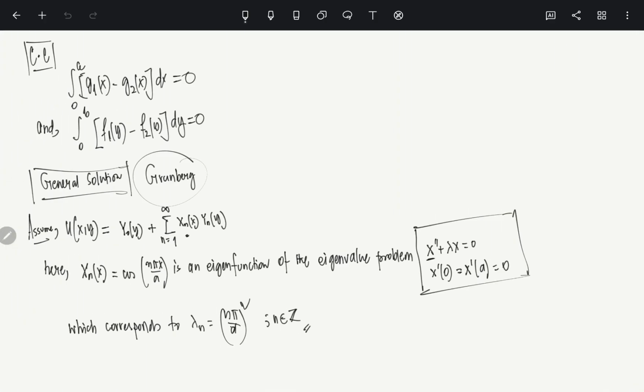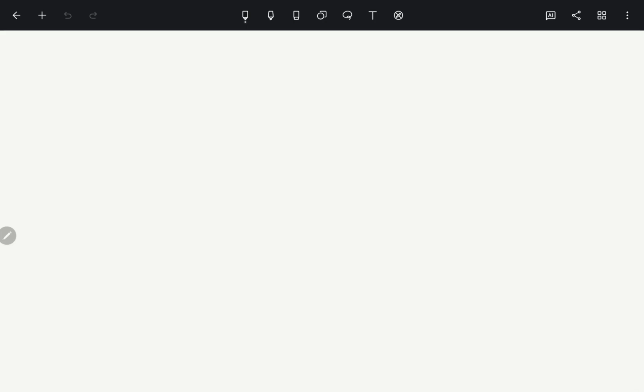Okay. So now you see, if you put it in the equation, what do you get? You get Yn of y, that will be 2 by a, integral 0 to a, Fourier series, yeah, you remember, u of x,y and then Xn of x dx. Clear? And if you write it properly, it is 2 by a, integral 0 to a, u of x,y and then cosine n pi x by a dx.